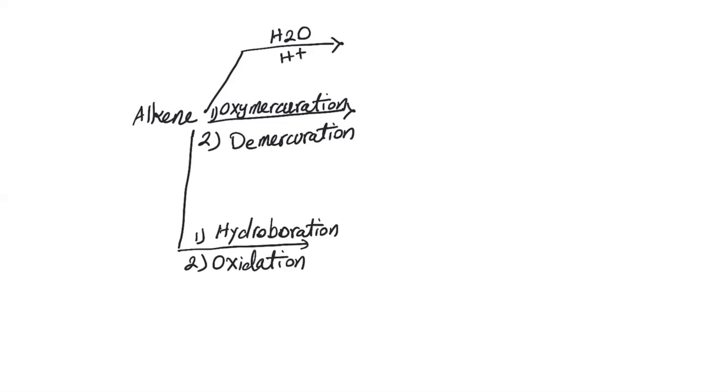M for Markovnikov, AM for anti-Markovnikov. Can you hear me? Okay. So the product of this reaction: if you have an alkene, you add H2O and acid. The major product is Markovnikov, so this is a Markovnikov addition. Is carbocation rearrangement possible or not? Yes, because the intermediate is a carbocation.